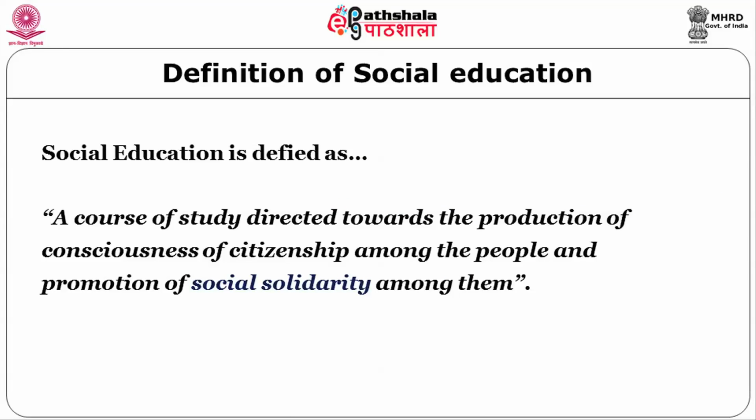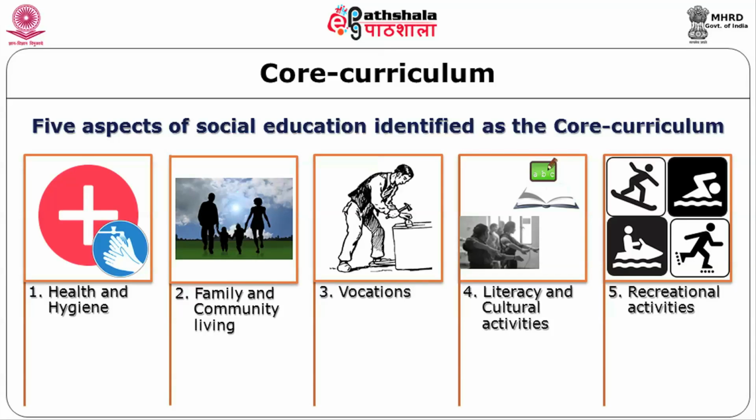Let us see how social education was defined here. Social education was defined as a course of study directed towards the production of consciousness of citizenship among the people and promotion of social solidarity amongst them. The committee also identified 5 aspects of social education to be core curriculum. 1. Health and hygiene. 2. Family and community living. 3. Vocations. 4. Literacy and cultural activities, and 5.